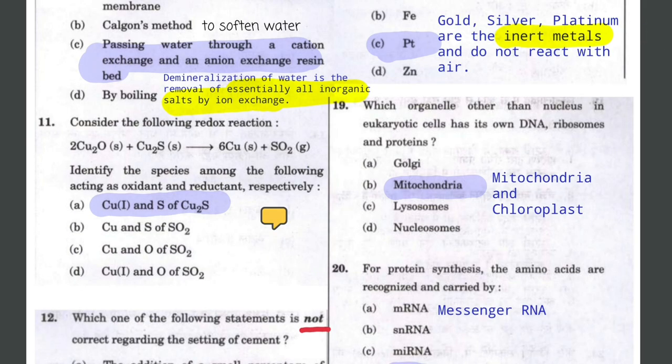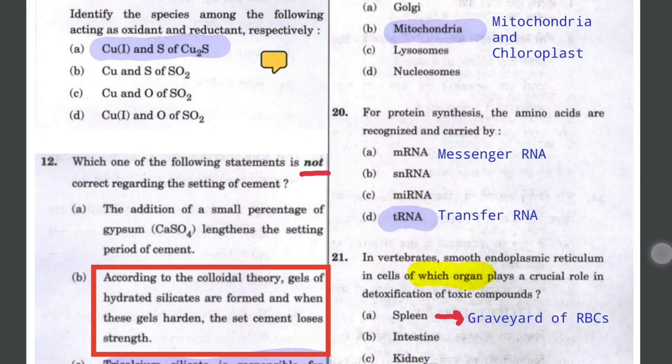And in the next question, which cell organelle has its own DNA? So mitochondria and chloroplast are other cell organelle which has its own DNA other than nucleus. Let's move on to the next question. For protein synthesis, the amino acids are recognized and carried by tRNA, transfer RNA. So just remember this, that tRNA recognizes and carries the amino acid for the protein synthesis.